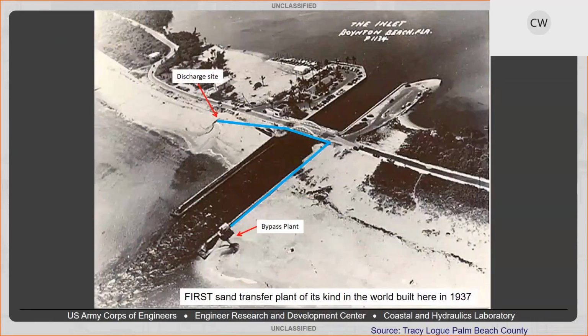So this is what it looked like when first installed. The sand bypass plant was pretty small, built in 1937. It's a pretty simple system, running a pipeline discharge to the other side of the inlet to try and mitigate some of the accretion occurring on the updrift side and the erosion occurring on the downdrift side. Next slide.